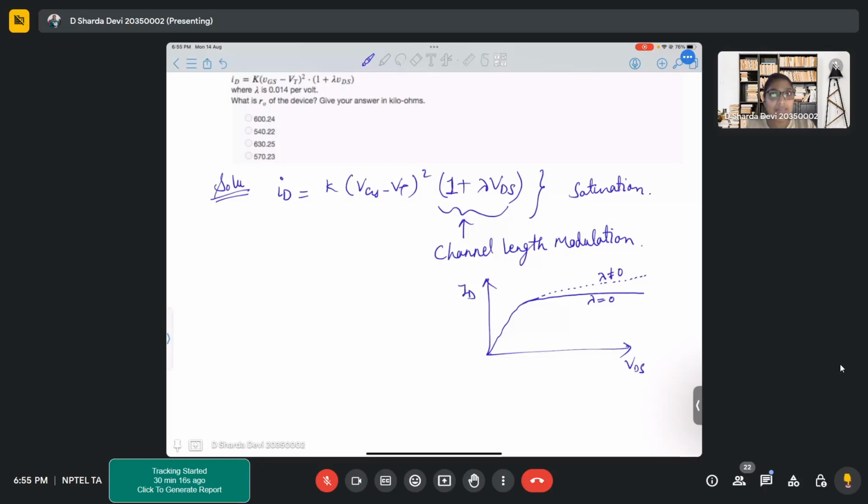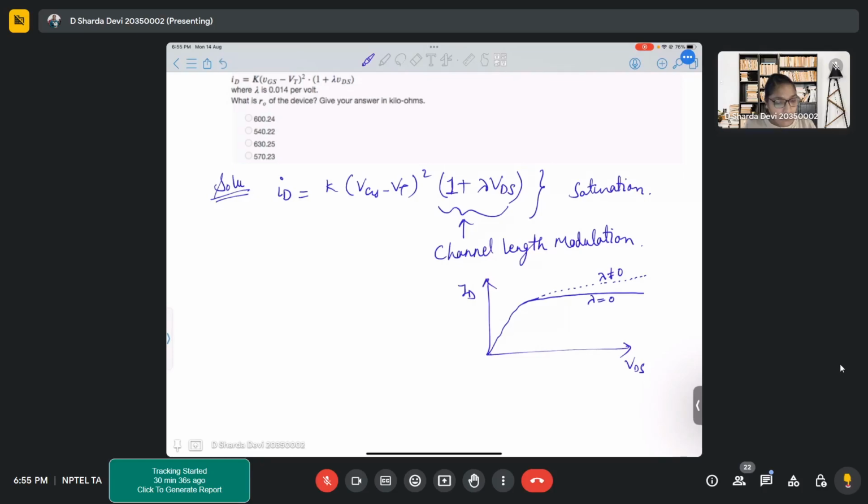Any doubts? Yes, any doubts? Ma'am, can you repeat? Which part do you want me to repeat, the whole of it or from where? Ma'am, about the deviation of the graph. Okay, the deviation of the graph.